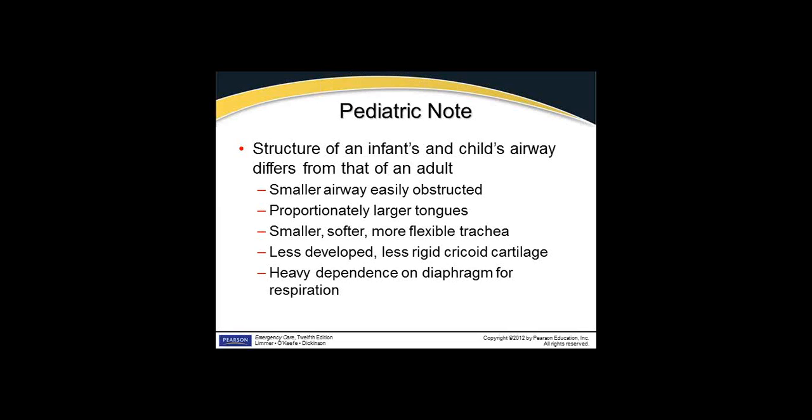And then they have a heavy dependence on their diaphragm for respiration. Their muscle masses are not fully developed yet. They can't use as much of their accessory muscles to assist them, so the diaphragm really becomes a bigger issue. The other thing is the bones are not calcified in their chest, so the ribs don't do their job quite as well as they do in the adult.